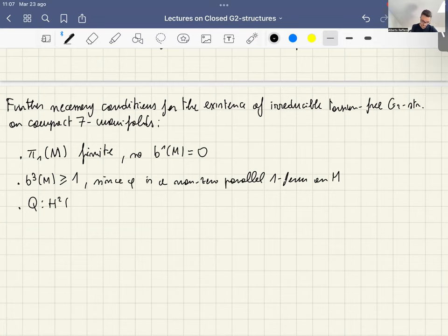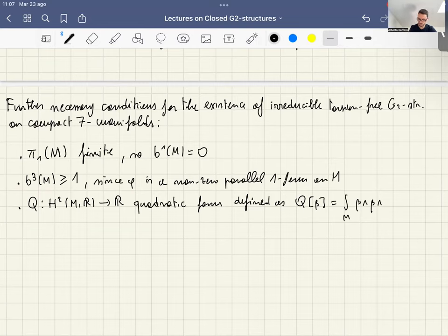Then we have a quadratic form defined on the second cohomology group of the manifold, defined as Q of some class beta equals the integral over M of beta wedge beta wedge phi. This quadratic form is well defined, and the fact that it is well defined only depends on the cohomology class of phi, so it is sufficient to focus on G2 structures defined by a three-form that is closed. What you have is that this quadratic form has to be negative definite.